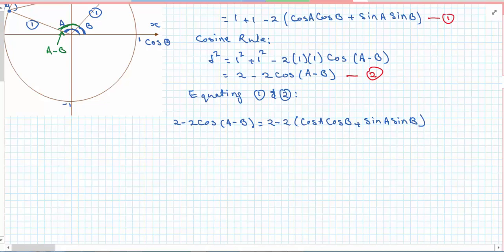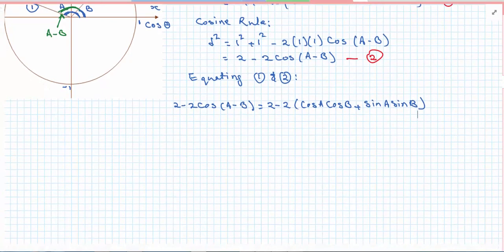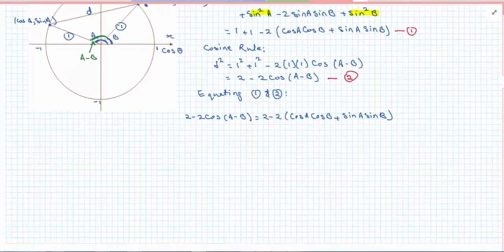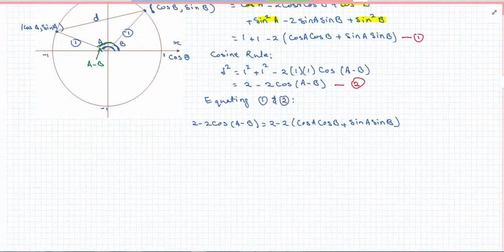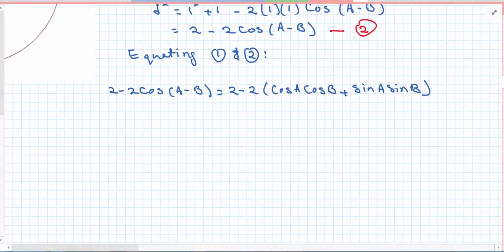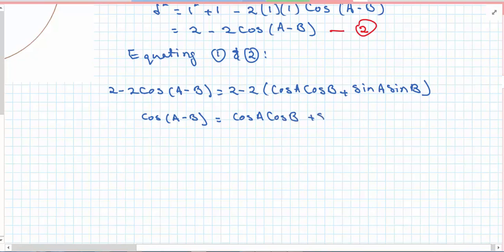Take away 2 from both sides, multiply both sides by negative 2, and I end up with the relationship I'm after, which is cos A minus B equals cos A cos B plus sine A sine B.